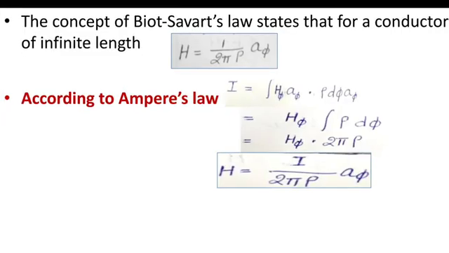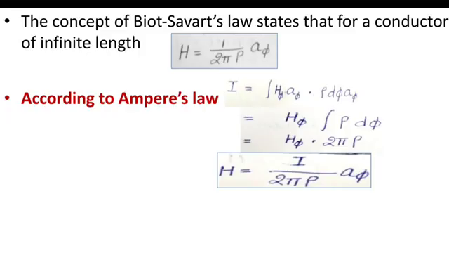Now, from Biot-Savart's law, which we have already defined in our previous lecture, for an infinite conductor the magnetic field produced is H equals 1 over 2 pi rho times a phi. If you want, please refer to our Biot-Savart's law video lecture. According to Ampere's law, the total current enclosed I is equal to the integral of H dot dl. So we write I equals the integral of H phi a phi dot dl.